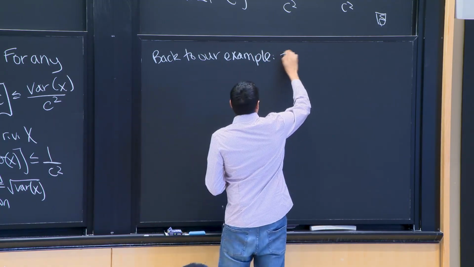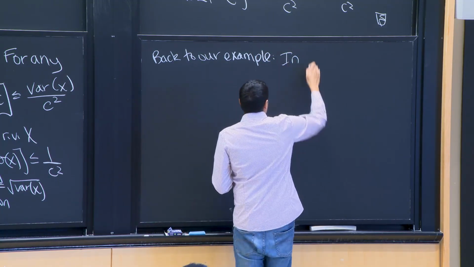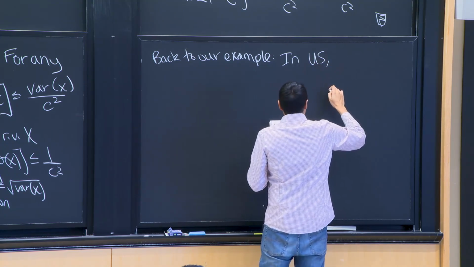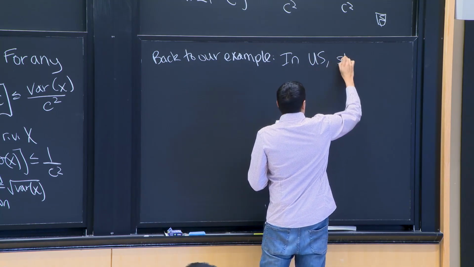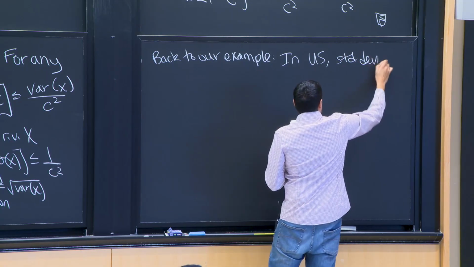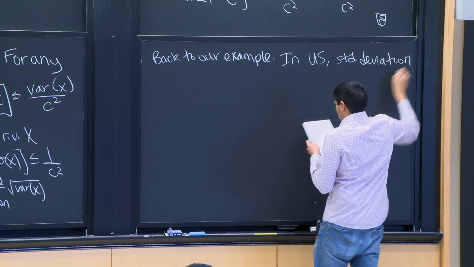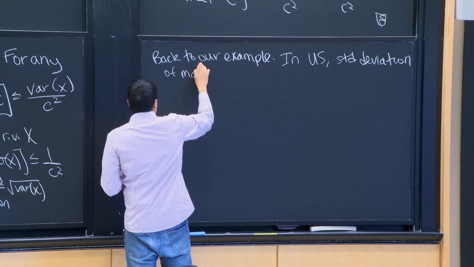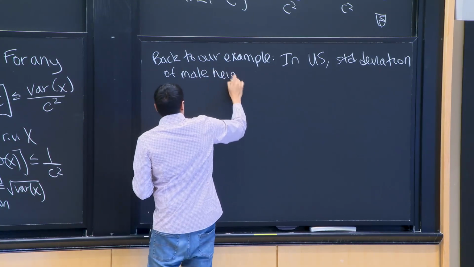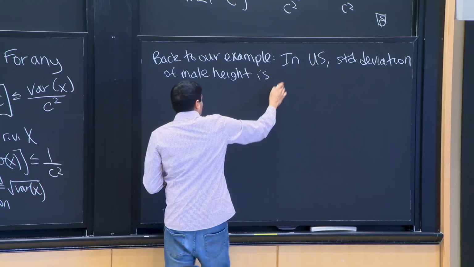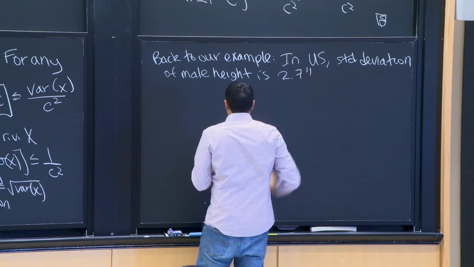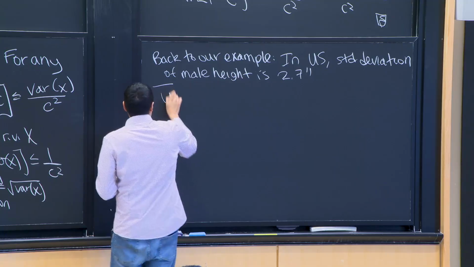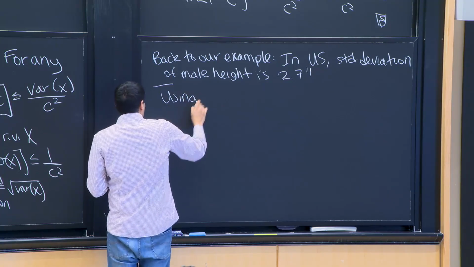So in particular, I need to tell you more information about this random variable, the height of a random US male. And what I claim is that the standard deviation of male height is 2.7 inches. So now we're in good shape, because instead of using Markov, we can instead use Chebyshev.